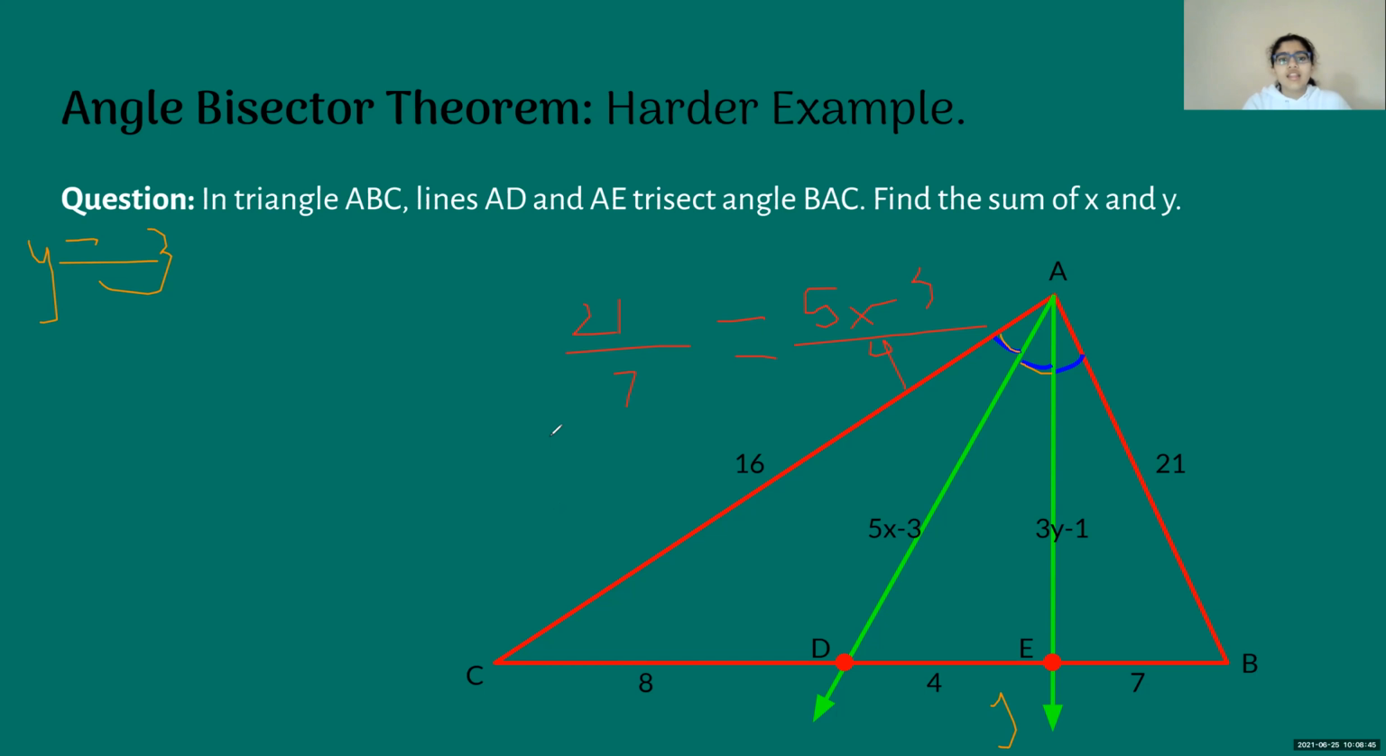Okay, yeah. So we get 3 on the left side, and we get 5x minus 3 over 4 on the right side. I shall use a different color.